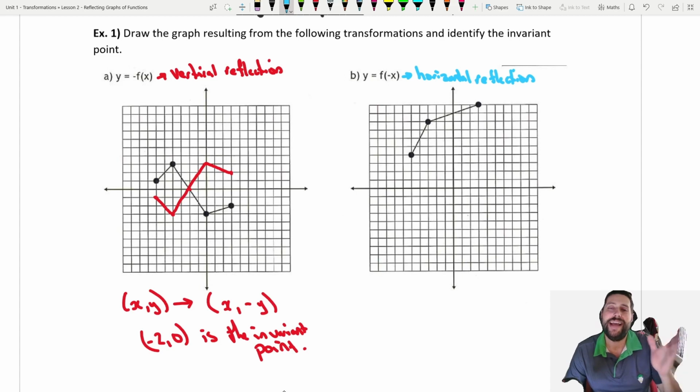That means all your positive x's become negative x's, and all your negative x's become positive x's. Your y values are going to remain the same. So let's try some here. This is negative 1, 2, 3, 4. So this is 4, right? 1, 2, 3, 4, 5. So this is now going to be x equal to 5.